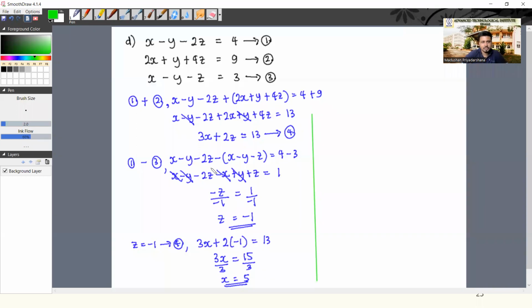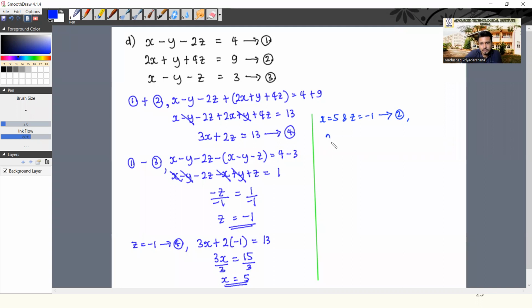So I'll take the remaining here to the side. So we have found the value of x equals 5 and the value of z equals minus 1. So let's substitute this into one of these three equations, right? Let's substitute it into the second equation here. For easy purposes, I have substituted it into the second equation.